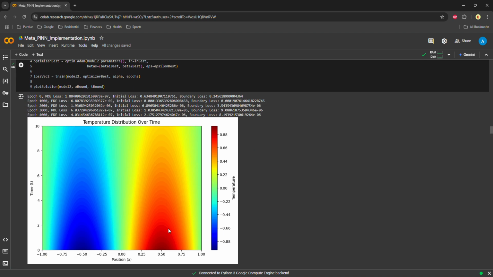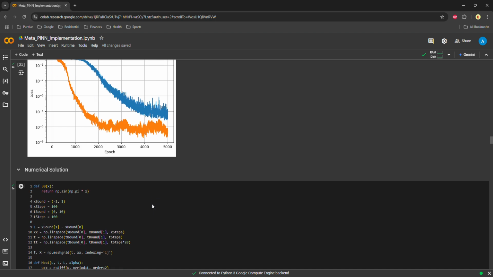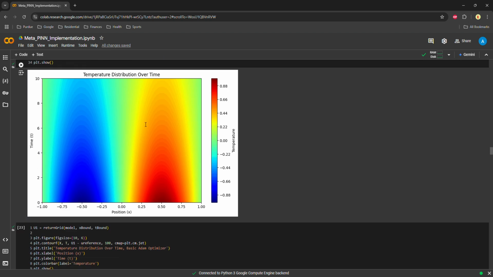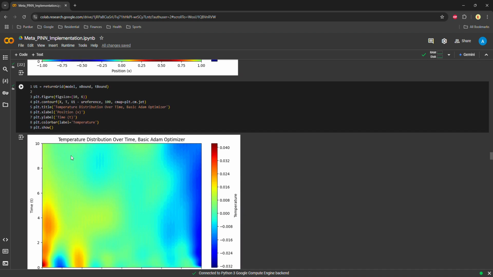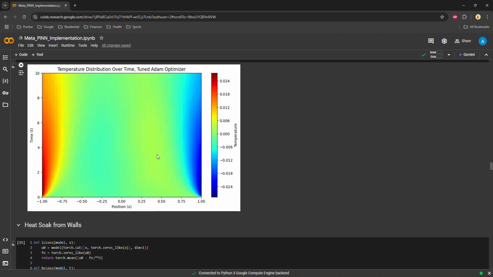And we get a very similar output, but when we compare our basic to our tuned optimizer, we can see that it achieves a similar loss rate in about a quarter of the epoch counts, and its final loss rate is over a full order of magnitude less than the basic optimizer. So that's what we're showing here, and here's the numerical solution, and we can compare both our basic and our tuned optimizer results to our numerical solution, which acts as our baseline.